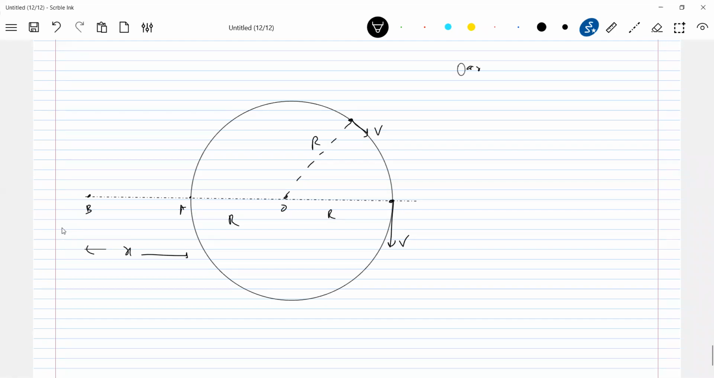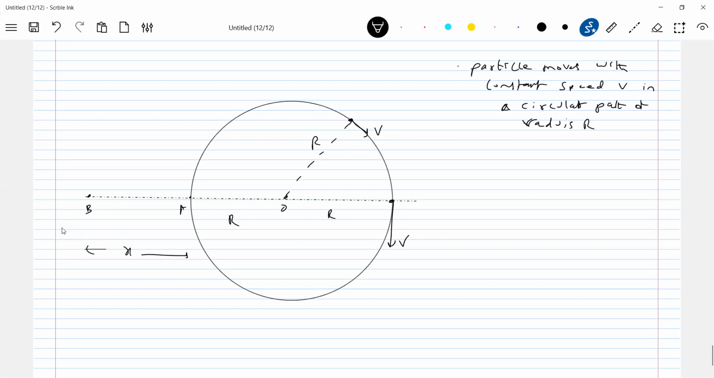A particle moves with constant speed V in a circular path of radius R. What is the angular velocity about O? Find omega O, omega A and omega B.